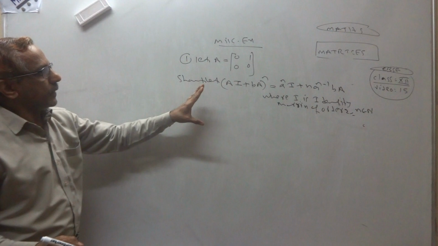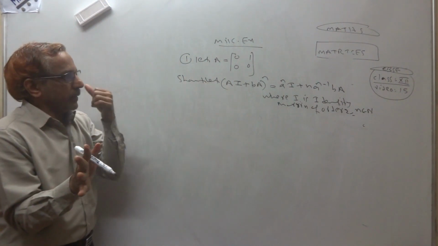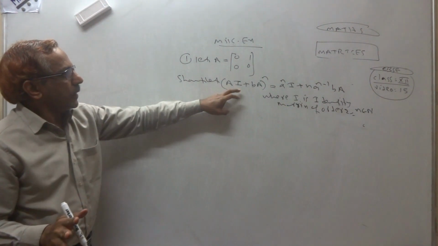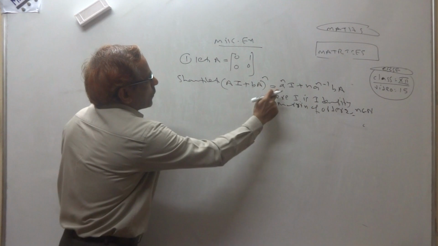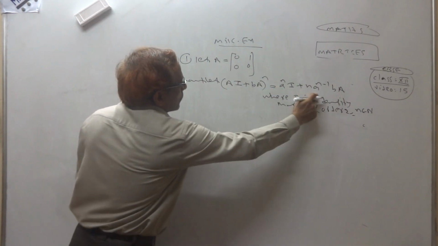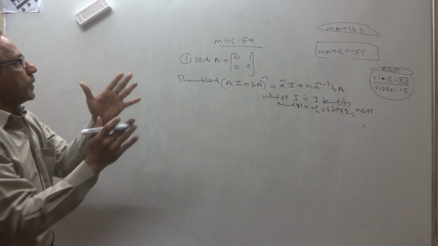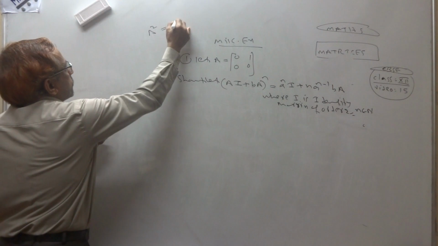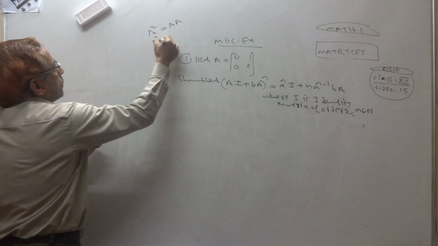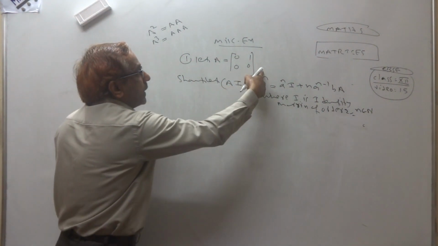Actually, the first three questions are of different types. See, (I + B A)^n, we have to prove that this is equal to A^n I + n A^(n-1) B A. If it is said A squared, you can multiply it 2 times. A cubed, you can multiply it 3 times. But here you have to multiply n times.